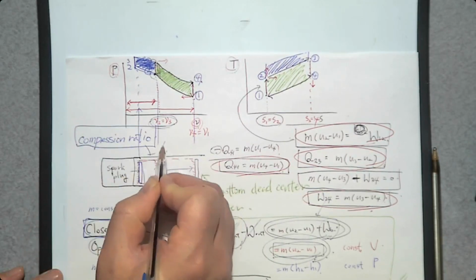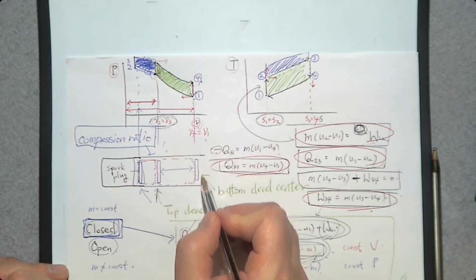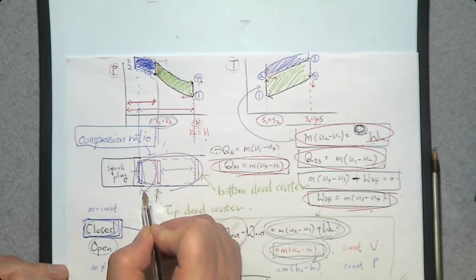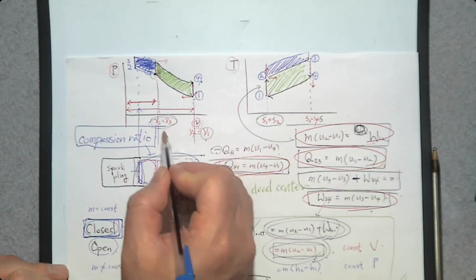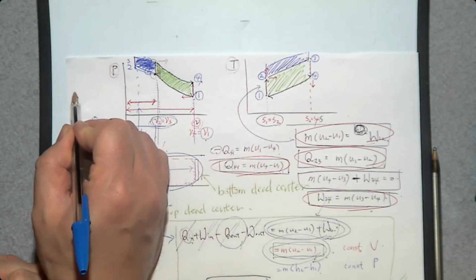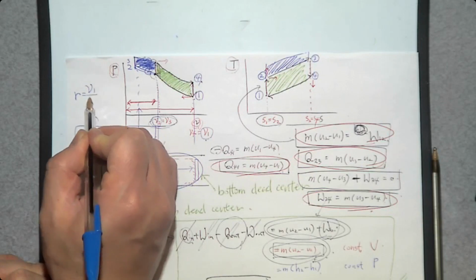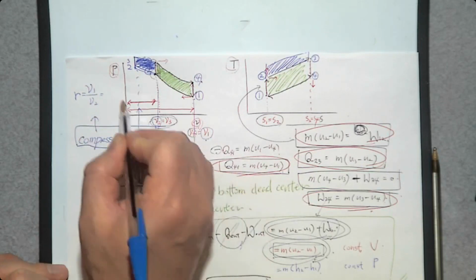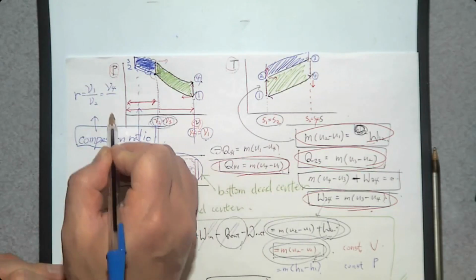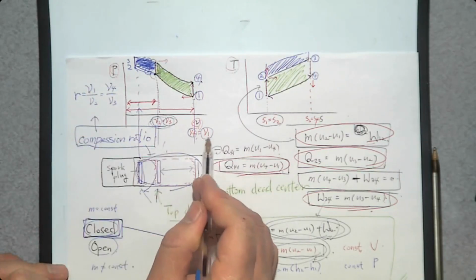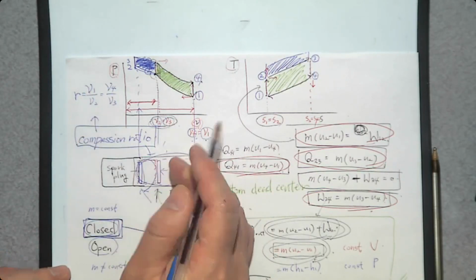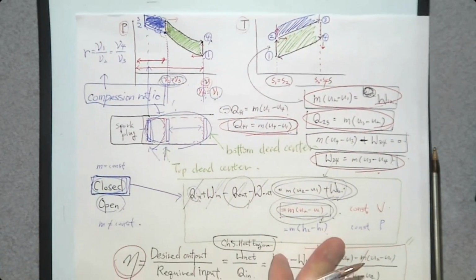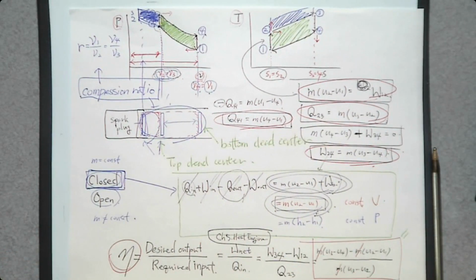So this one determines compression ratio, because the compression ratio is this volume divided by this volume. So V1 divided by V2. So the compression ratio R is going to be V1 divided by V2, or you can say V4 divided by V3, because V1 is the same as V4 and V2 is the same as V3. So this compression ratio is the key to improve the performance of this Otto cycle.